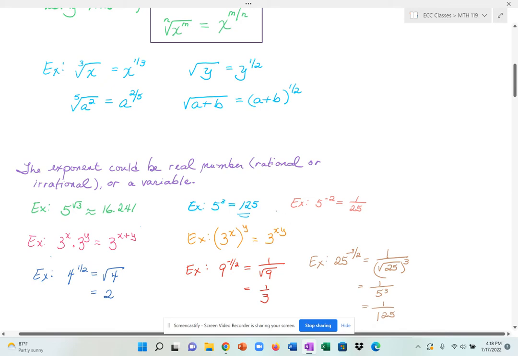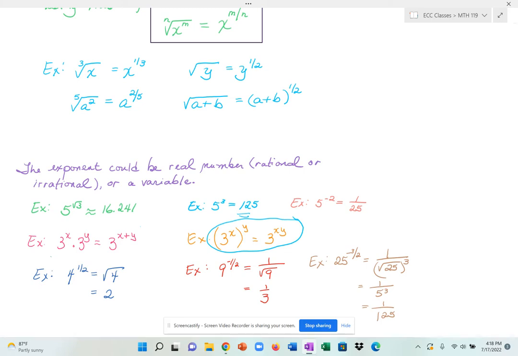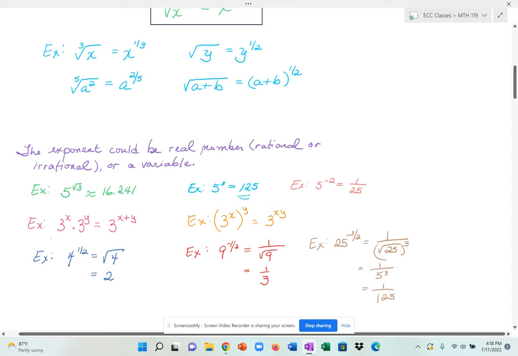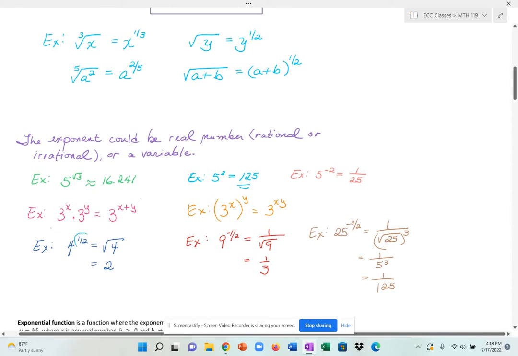3 to the x raised to the y, that was the third rule I discussed earlier. You multiply the exponent, so that's equal to 3 to the x times y. Then I have 4 to the 1/2 power. Remember, when you have an exponent that is a fraction, that could get rewritten as a radical. So that's equal to the square root of 4, but square root of 4 is a perfect square, so that's equal to 2. And when I do 9 to the negative 1/2, well, there's another negative exponent. So this becomes 1 over the square root of 9. But the square root of 9 is a perfect square, so this is equal to 1 over 3.